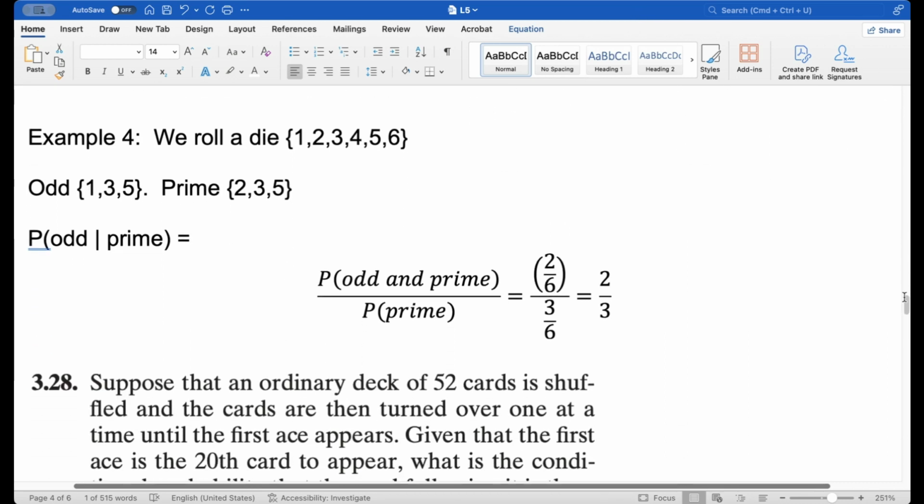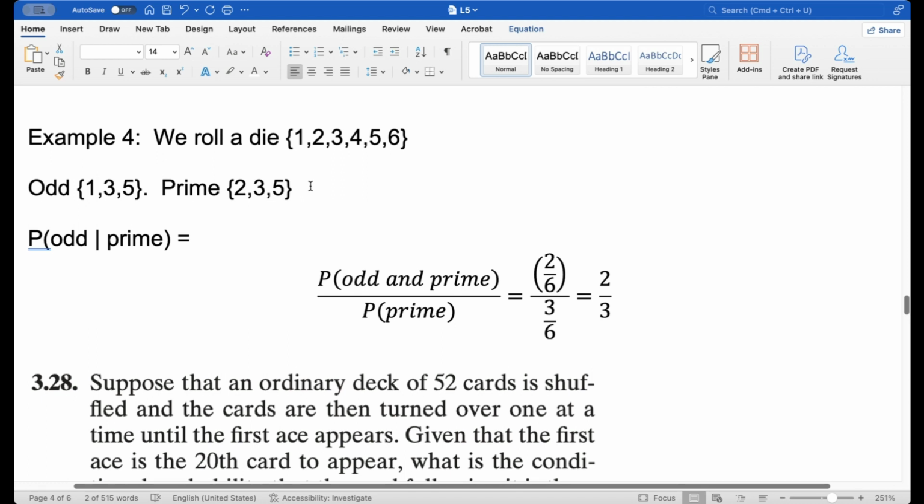All right, number 4. We roll a die and we want to do the conditional probability here, the probability of odd given prime. So some definitions here. The odd values here are 1, 3, 5. Prime numbers, a little bit tricky here with this one. Prime numbers are positive numbers that have exactly 2 positive factors, 1 and itself. So technically 1 is not prime. So 2, 3, and 5 are prime numbers.